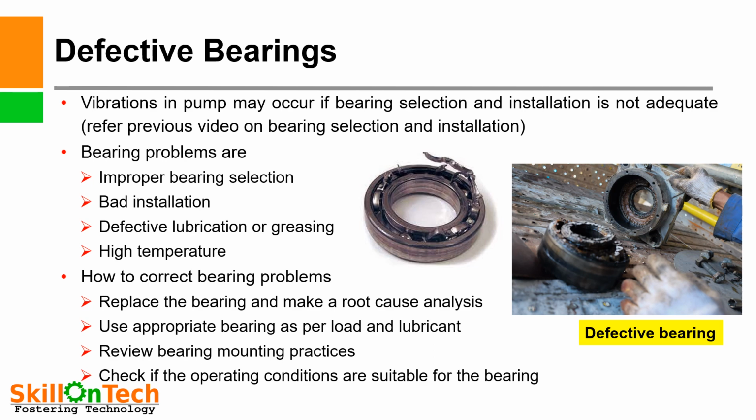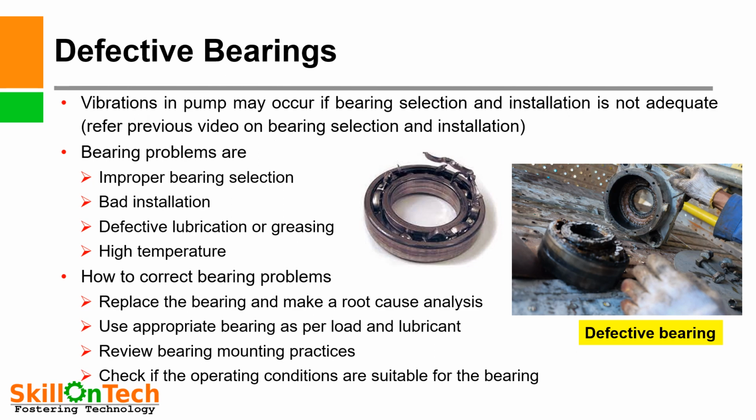Vibration in a pump may occur if bearing selection and installation is not adequate. You can refer to our previous video on bearing selection and installation for detailed knowledge. Bearing problems are generally improper bearing selection, which means the bearing selected may not be suitable for the designed load of the pump. That can create undue radial and axial thrust and may be a cause of vibrations.